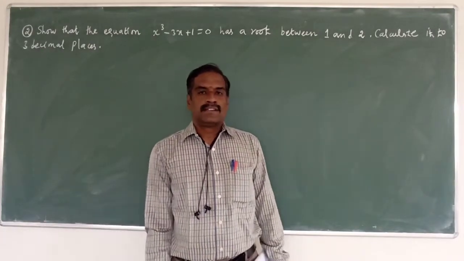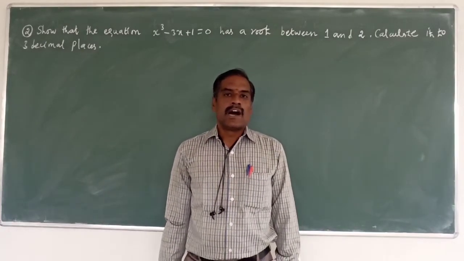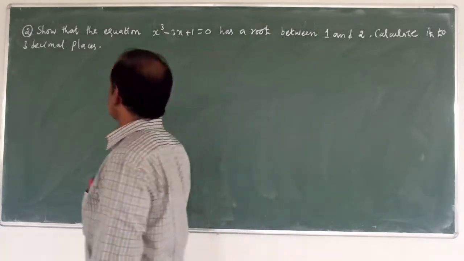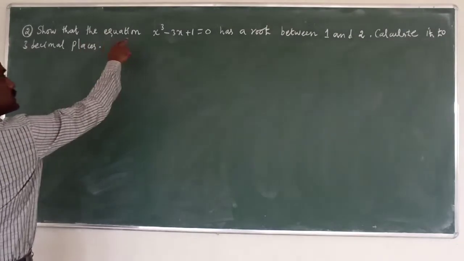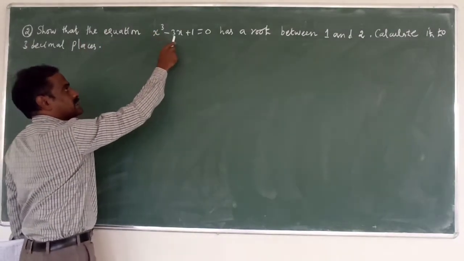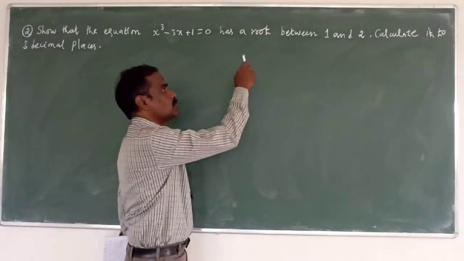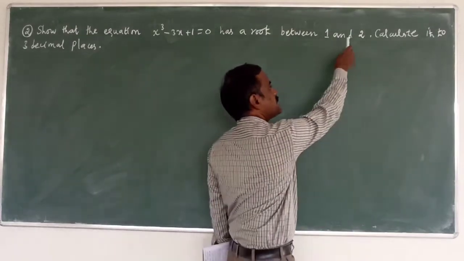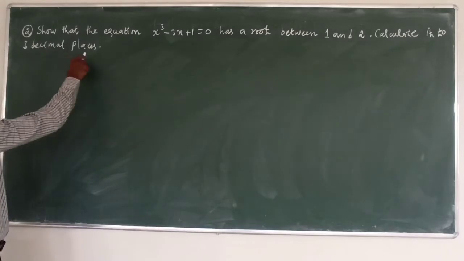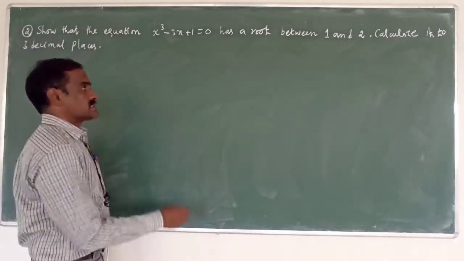Very good morning. Today we will discuss the Horner's method, second sum. Show that the equation x cube minus 3x plus 1 equal to 0 has a root between 1 and 2. Calculate it to 3 decimal places.